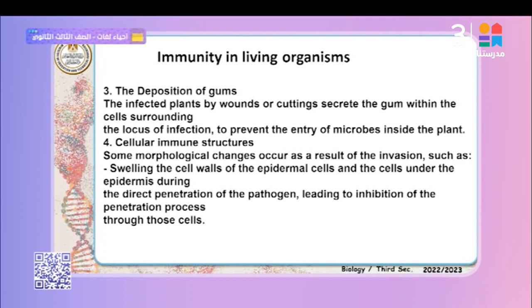Number four, cellular immunity structures. What is meant by cellular immunity structures? They are some morphological changes that occur in the plant as the result of invasion by microbes and pathogens. The plant contains the epidermis, the first line of defense.